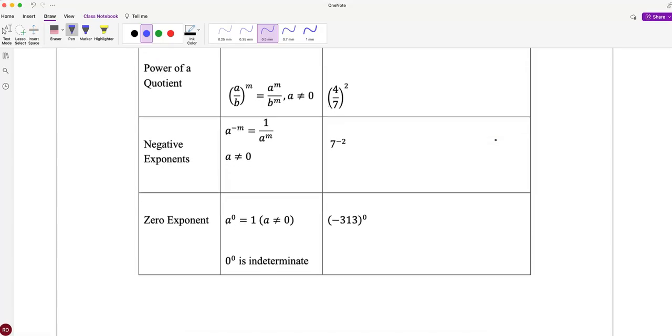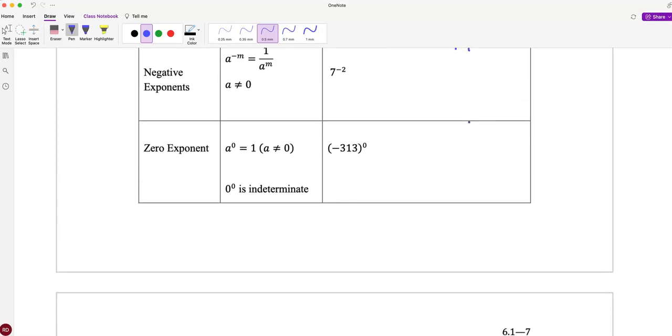Power of a quotient, so you just raise both the top and the bottom to that power. So this is 4 squared over 7 squared, which is 16 over 49. And again, negative exponents, easiest thing is this is a negative exponent in the top of a fraction. It becomes positive when it moves to the bottom of the fraction. So this is 1 over 49. Any number other than 0 raised to the 0 power is 1. Okay?